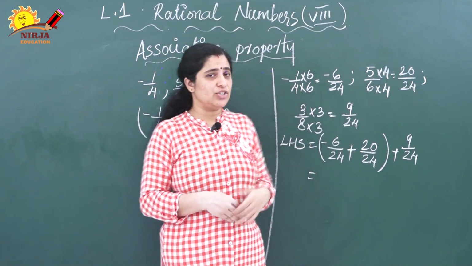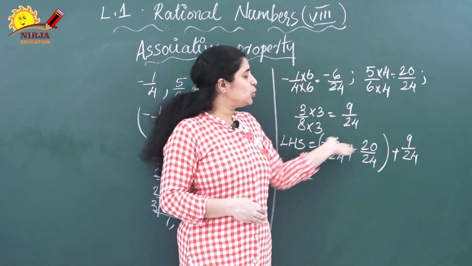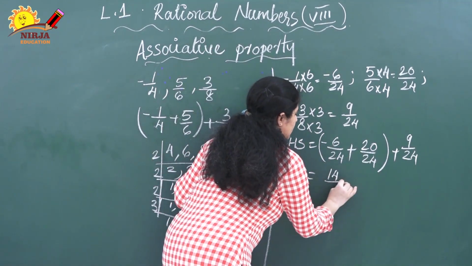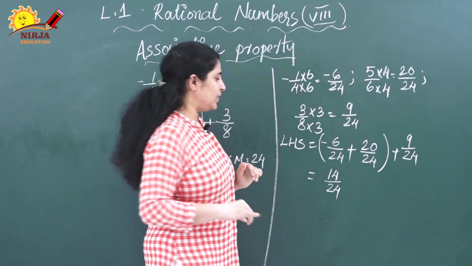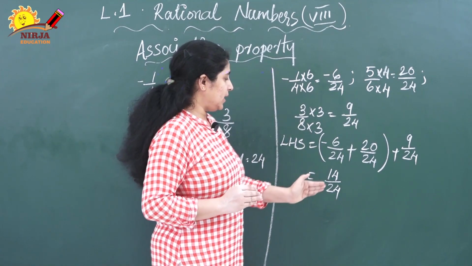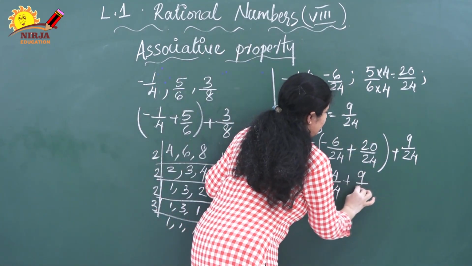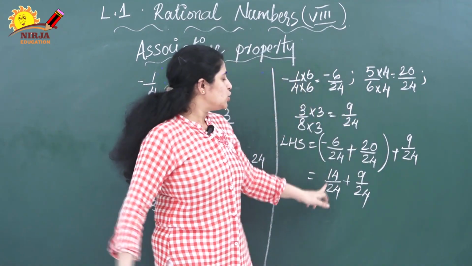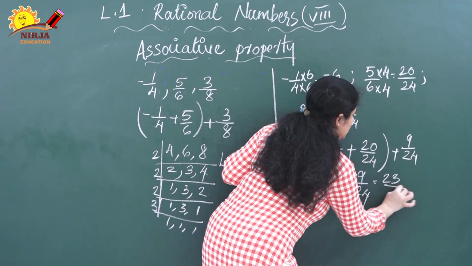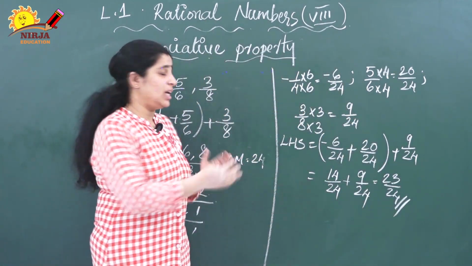So -6 plus 20. Again the rule of integers: one number is positive and another is negative, so do the subtraction. 20 minus 6, you will get 14/24. Now you have to add this 9/24 with this one. So 14 plus 9, you are getting 23/24. Now we will change the grouping.